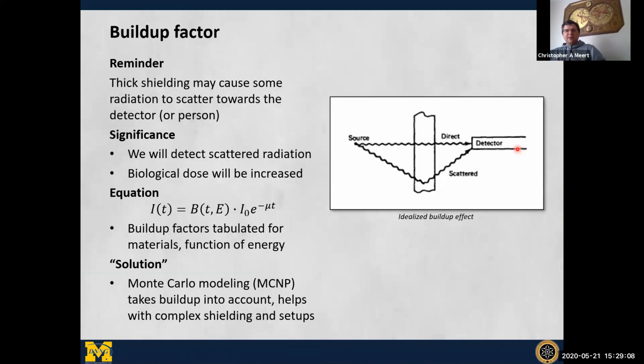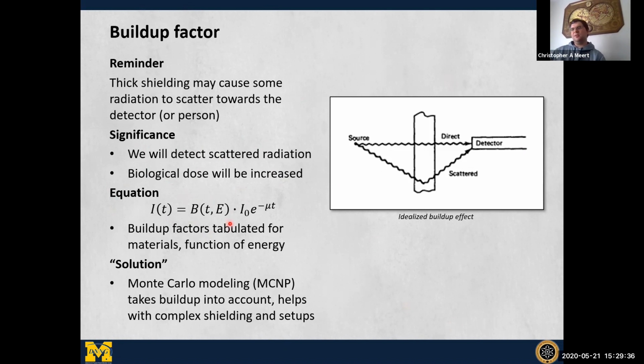Okay, one minor effect to talk about shielding-wise is also the buildup factor. To resist the temptation to use an extremely thick shield, we know that a thick shield will cause some radiation to still scatter towards a detector or a person that we're trying to shield. So this may result in detection of scattered radiation of different energies than you might expect from a bare source. And it means that our biological dose may not be reduced by the factor that we think it will.